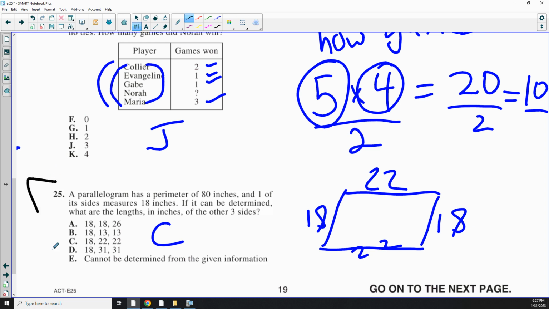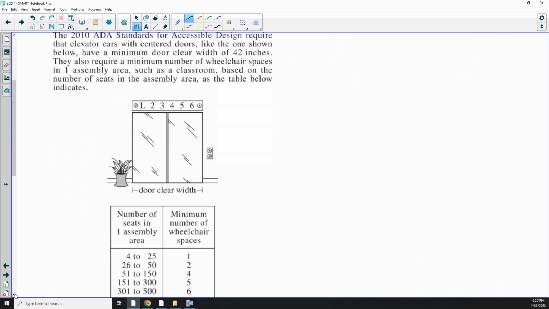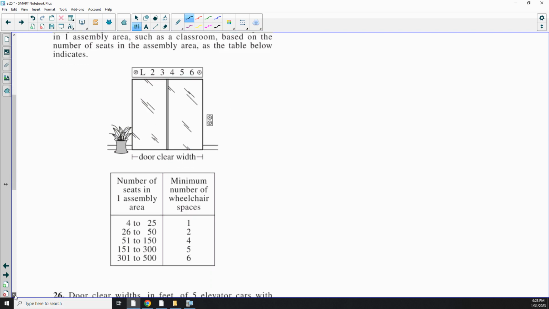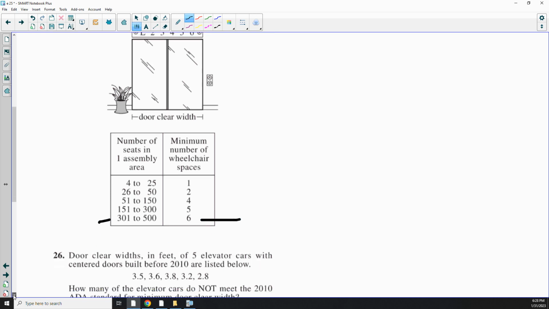That has to be, over the years, one of the most popular problems of all time. I had trouble with this one. Reading it, the minimum clear width for a wheelchair is 42 inches. And here's how many spaces we would have to make for handicap seating. So if we're in a big arena, we'd have to get 6 wheelchair places. So here we go.